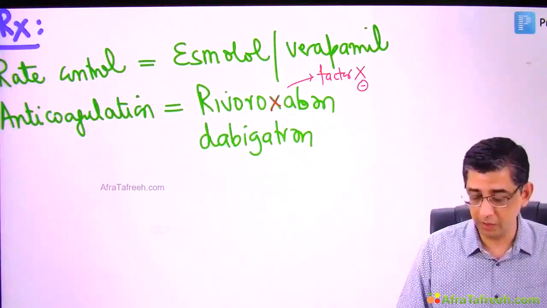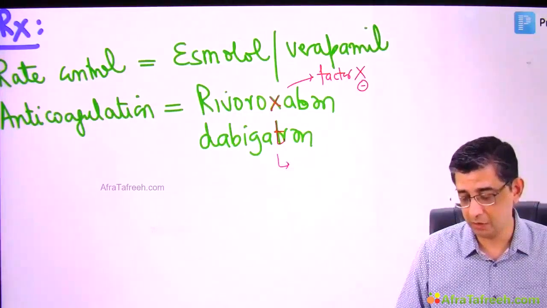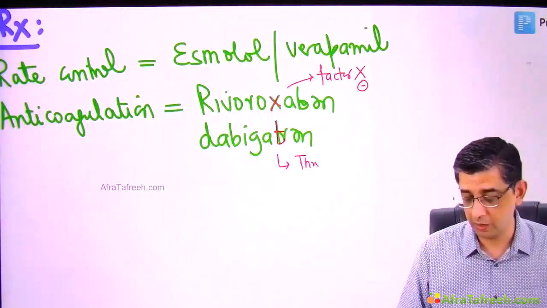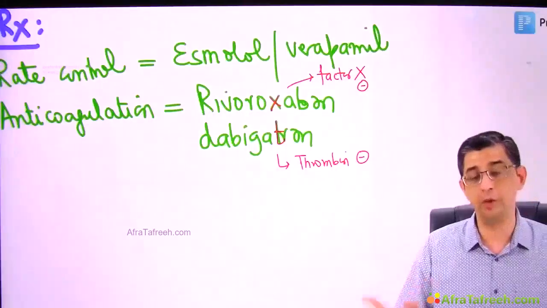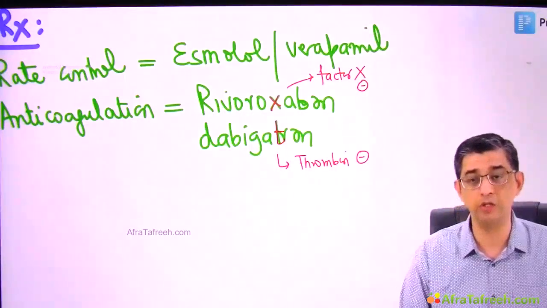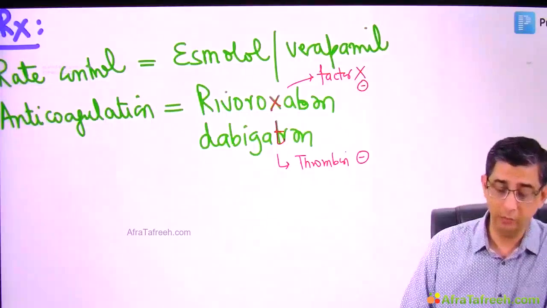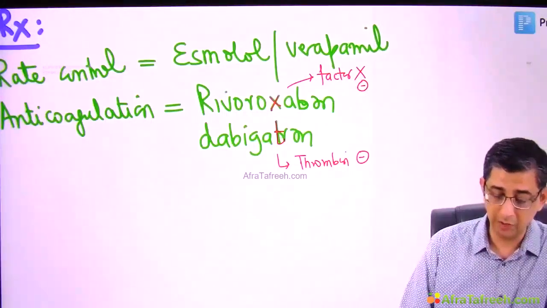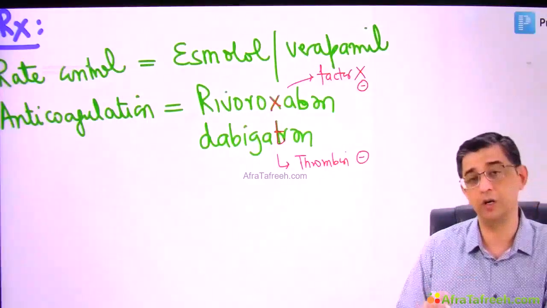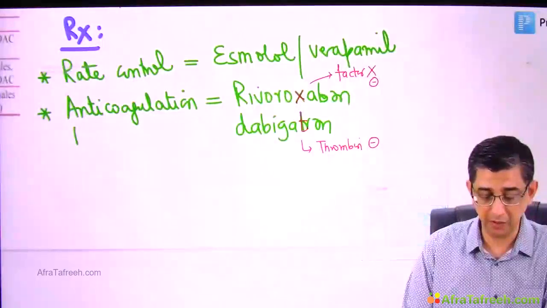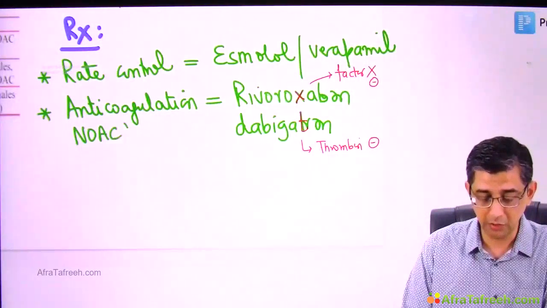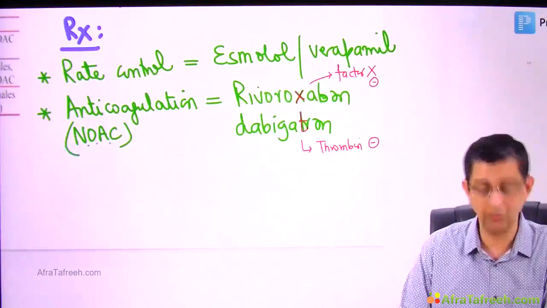When it comes to dabigatran, it has a T available here, so this would be a direct thrombin inhibitor. Obviously, there are various hacks to remember it, and you can read about these drugs from the pharmacological domain as well. But at the moment, I want you to remember that whenever they ask you about the anticoagulation to be done in atrial fibrillation, instead of answering warfarin, which was used when I was a student your age, answer novel oral anticoagulants.